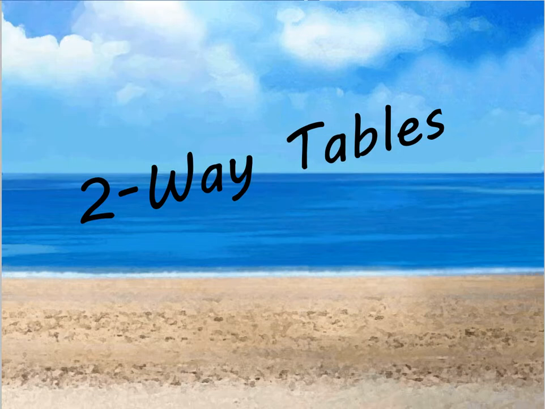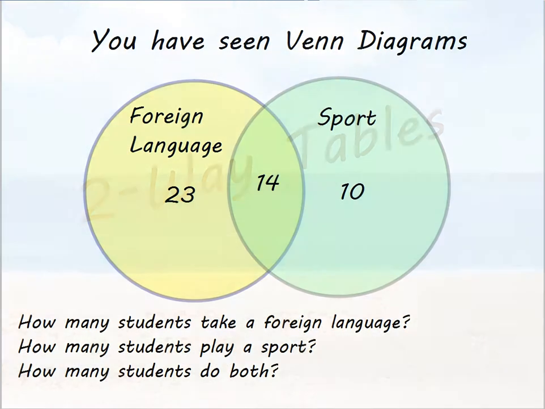Today we're talking about two-way tables. We're going to start with a Venn diagram. You've seen Venn diagrams before. This one, for instance, shows students who take a foreign language and the number of students who play a sport. Some of them take a foreign language but don't play a sport. Some of them play a sport but don't take a foreign language. And some do both.